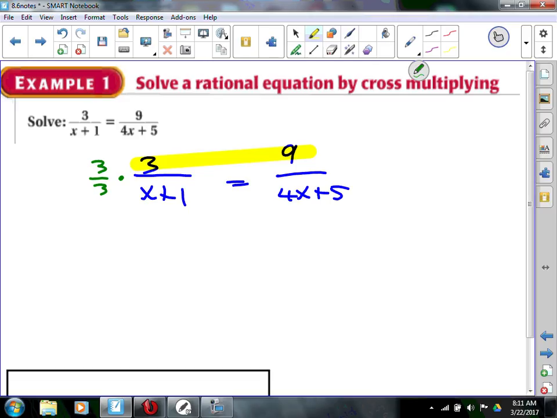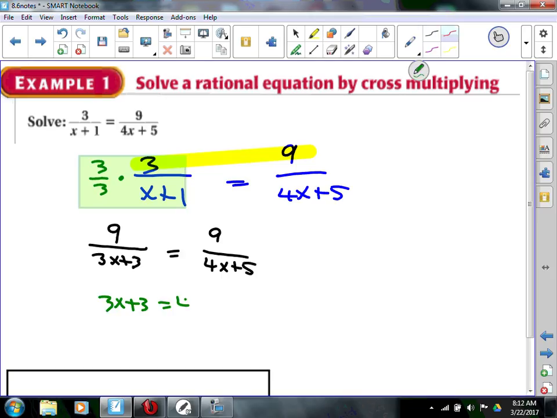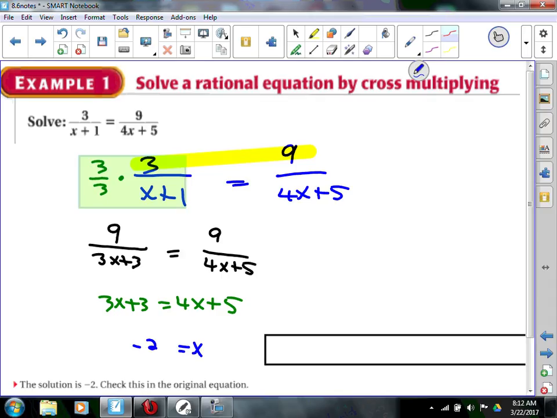what we'll have then is, this is going to become what? 9 divided by 3x plus 3, which is equal to 9 over 4x plus 5. And what did we say a couple minutes ago? If the numerators are the same, then guess what? We just set the denominators equal and solve that. So we'd have 3x plus 3 equals 4x plus 5. And I hope that we could solve that in a couple steps in our head by this stage of the game. Anybody got it? Negative 2. X equals negative 2. Good. There you go.